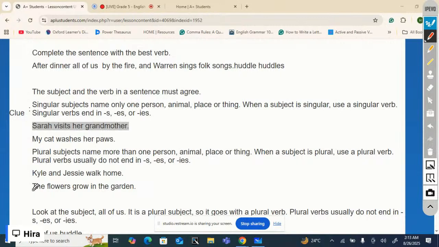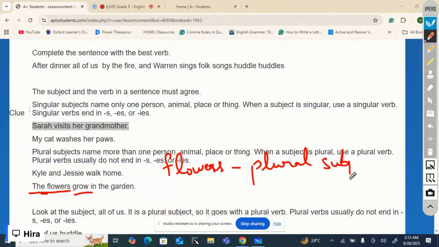Now the next sentence. The flowers grow in the garden. What grows in the garden? The flowers. Flowers means not one, more than one. It is a plural subject because it's more than one.